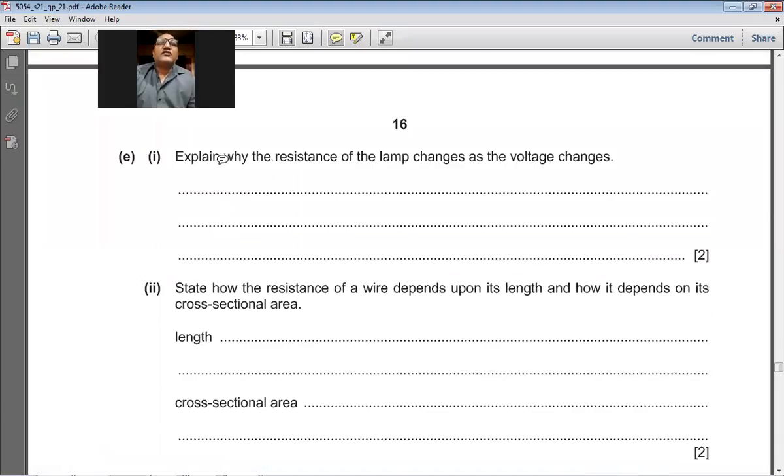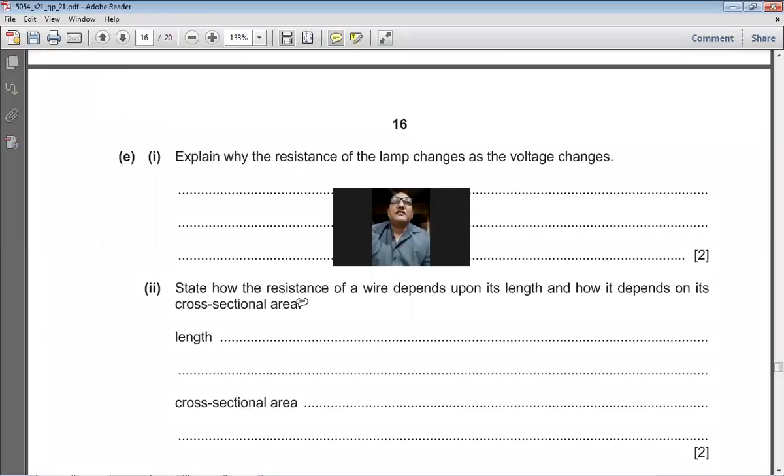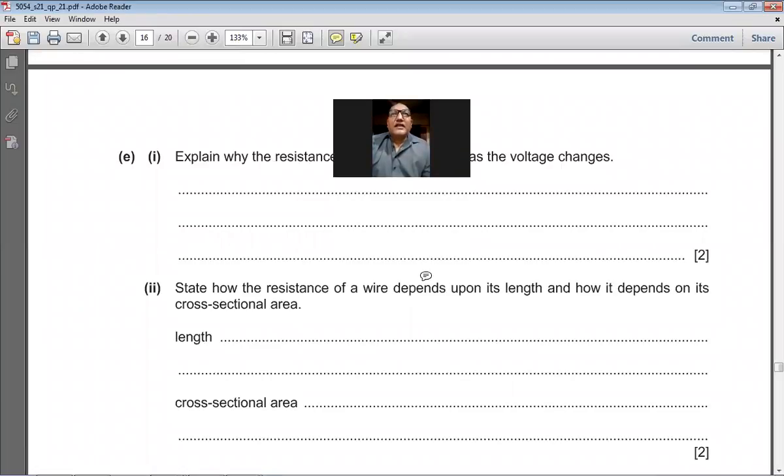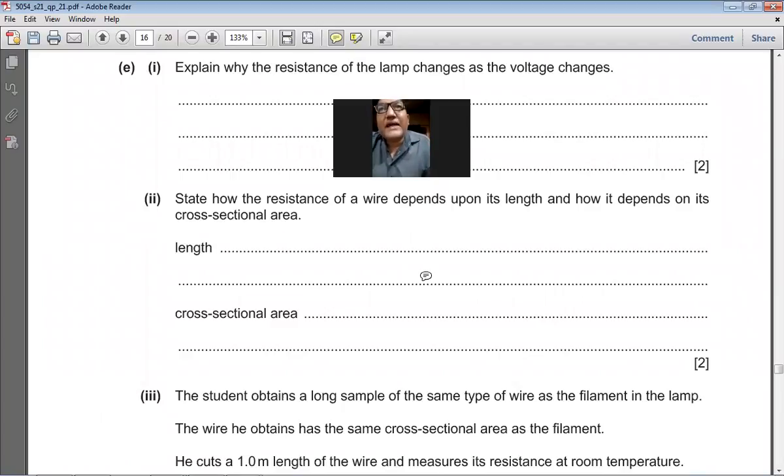Okay, so the next question is the E part. He says, explain why the resistance of the lamp changes as the voltage changes. You see, as the voltage increases, more current starts flowing through the lamp. The power consumed by the lamp increases, and due to that, the heat produced in the filament also increases. The temperature of the filament increases. When the temperature of the filament increases, its resistance also increases.